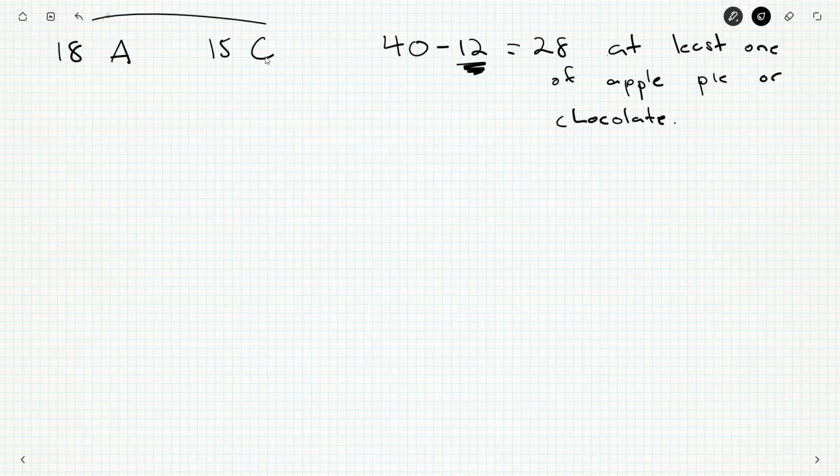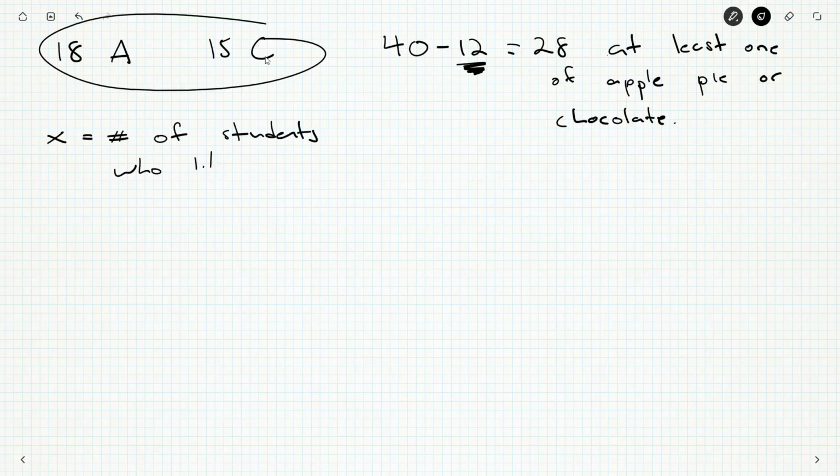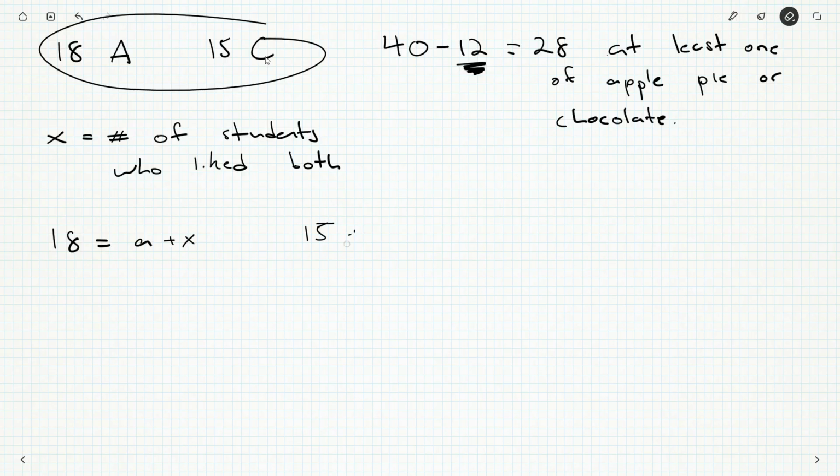So how do we relate these? We know how many people liked apple, we know how many people liked chocolate, but there's this special number X that we're looking for, the number of students who liked both. And so we can write 18 as the people who just like apple, and the people who like both apple and chocolate. And we can write 15 as the people who just like chocolate, and also the people who like both chocolate and apple pie. You'll see the same number of people appear in both groups, because they like both types of dessert.